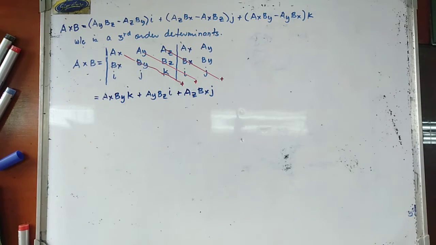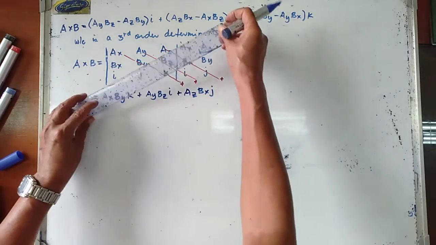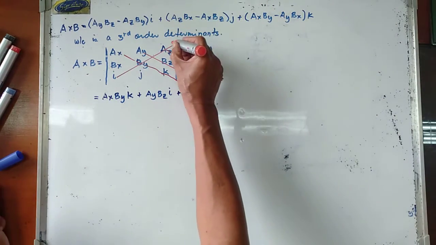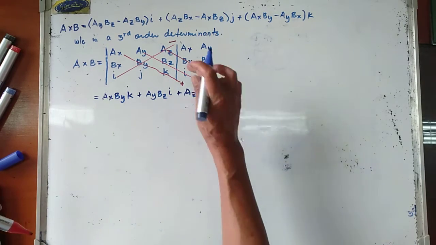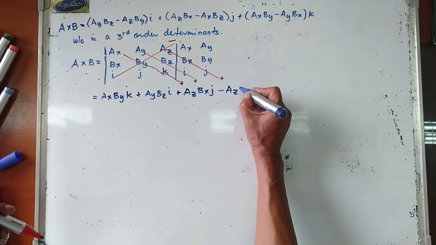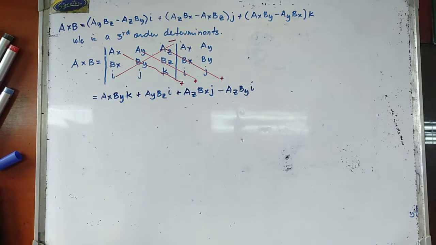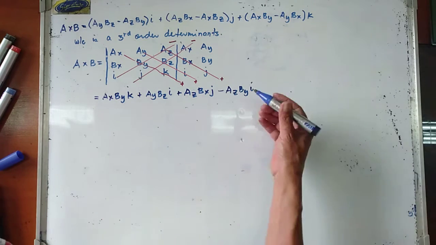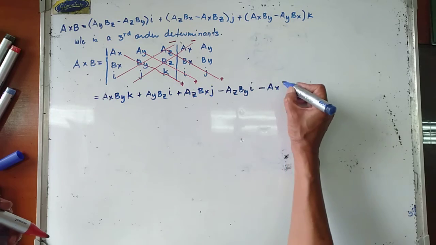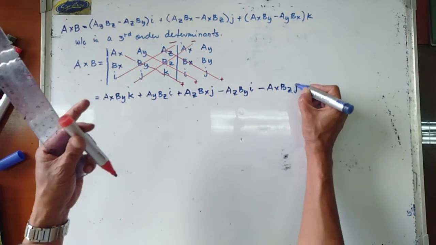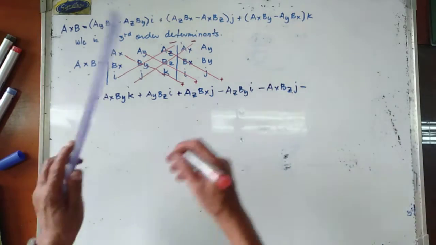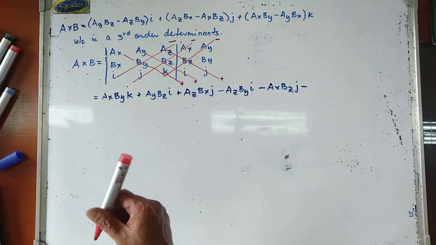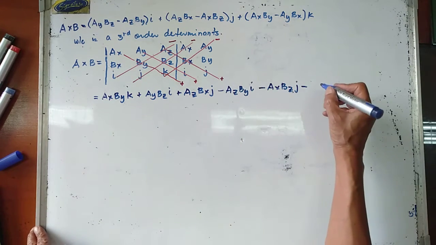And then we now have minus. In this direction, if you go in this manner, this is negative. So we have minus AZ BY I. And then the other one is negative. So we have minus AX BZ J. And then minus, that is negative, so we have minus AY BX K.